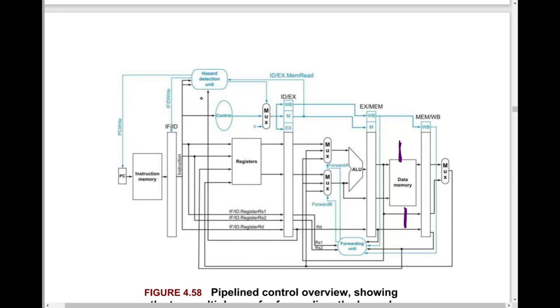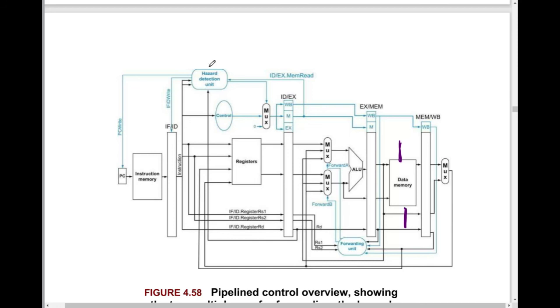So in this case, first you need to check if this instruction is a load instruction or not. So you will check if it is a memory read. If memory read is high, then it will check if the RD of IDEX is equal to either RS1 of IFID or RS2 of IFID. If this is the case, then this is a hazard situation, and this cannot be handled by forwarding. So there must be a stall inserted.